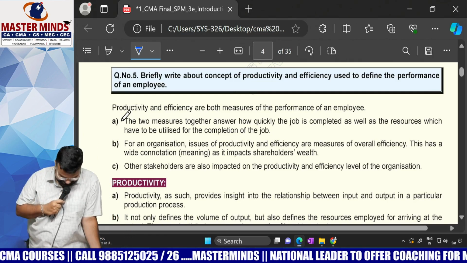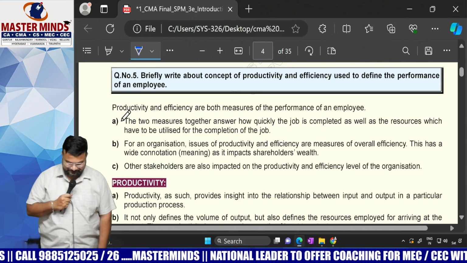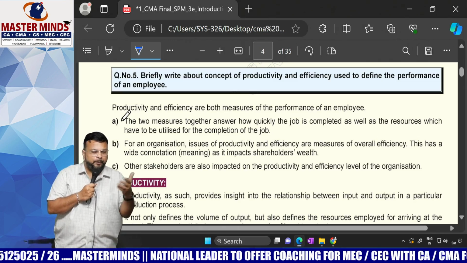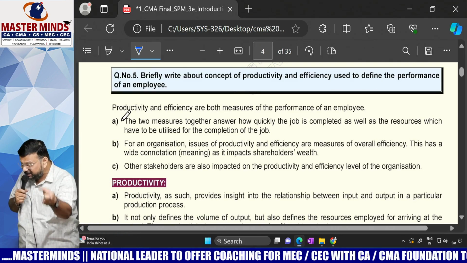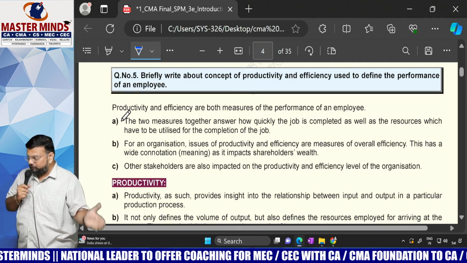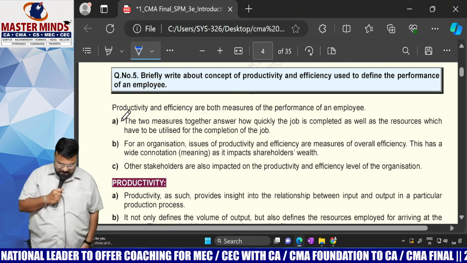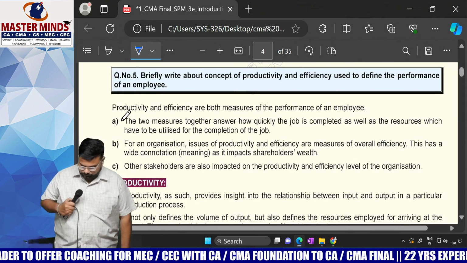For an organization, issues of productivity and efficiency are measures of overall efficiency. When we talk about overall efficiency, we need to cover productivity, because without productivity, we can't calculate efficiency. If you want to know efficiency, first you have to calculate productivity. From productivity, we'll move on to efficiency. Then only we'll come to know the overall efficiency. Next, Nana. This has a wide connotation as it impacts shareholders' wealth.